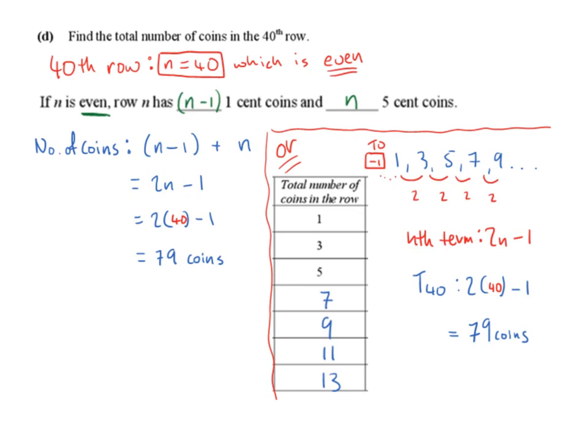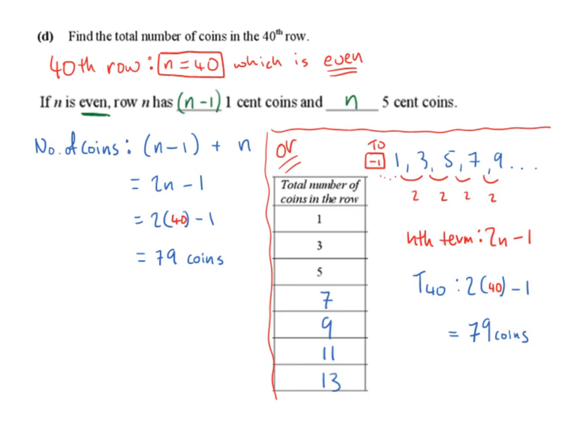So one way of coming up with the nth term is firstly by finding the difference. So we're adding on 2 each time. So we write down 2 and stick on an n. And then we go back by 2 to find the 0 term. So if this is term 1, then this is term 0. And 1 minus 2 is minus 1. So we stick on a minus 1. So the nth term is 2n minus 1. So term 40 is 2 times 40 minus 1, which again is 79 coins.